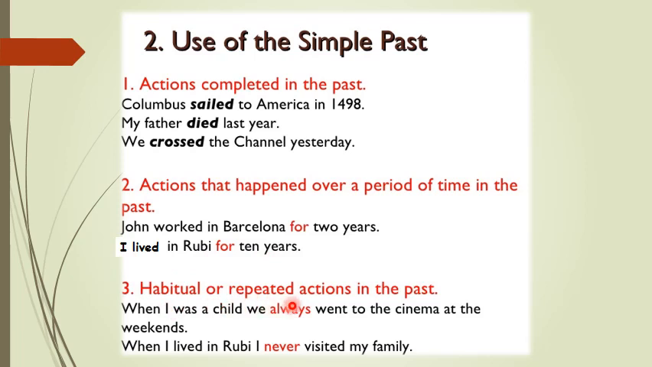Habitual or repeated actions in the past. When I was a child, we always went to the cinema at the weekends. When I lived in Rome, I never visited my family. These are the examples of simple past tense.